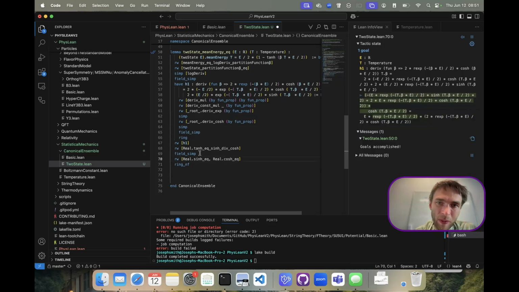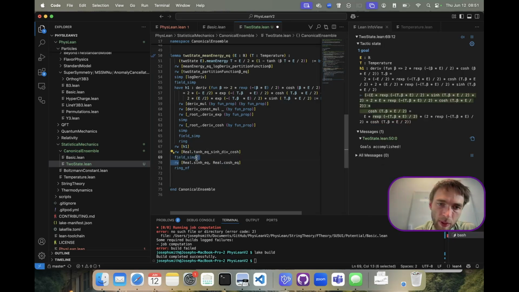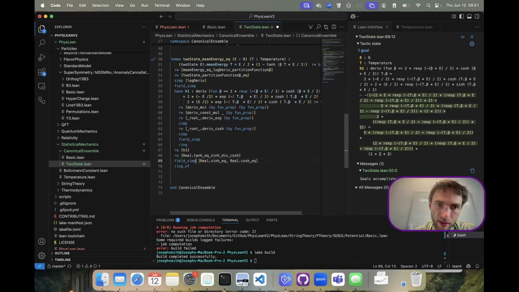It's always good to see what tactics ended up being useless or irrelevant. So actually that field_simp ended up being quite good. Maybe we can put those there. Good.